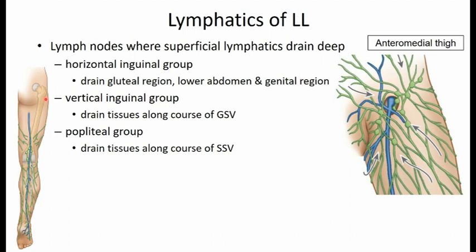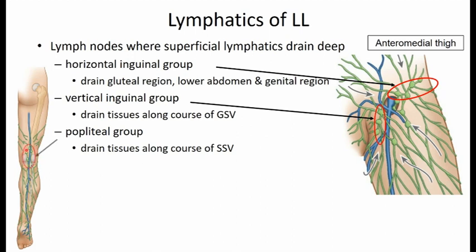So we have two inguinal groups up in the anterior hip region and we have one popliteal group in the posterior knee region. In the anterior hip region we have a horizontal inguinal group located here. And these tend to drain lymph from the gluteal region, the lower abdomen and the genital region. The vertical inguinal group are located here and they drain tissues along the course of the great saphenous vein. The popliteal group over here drain tissues along the course of the short saphenous vein.